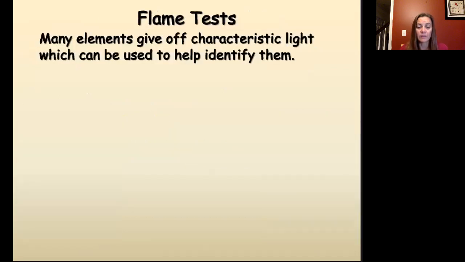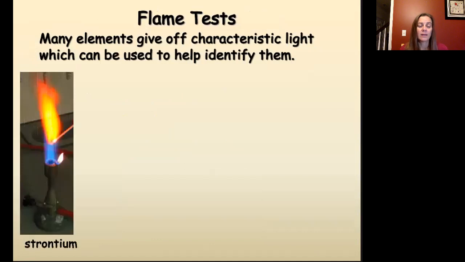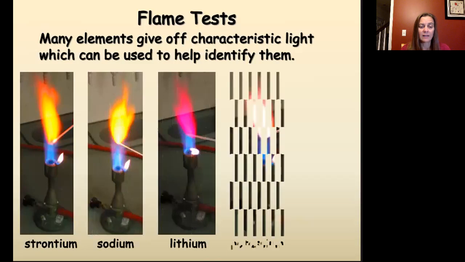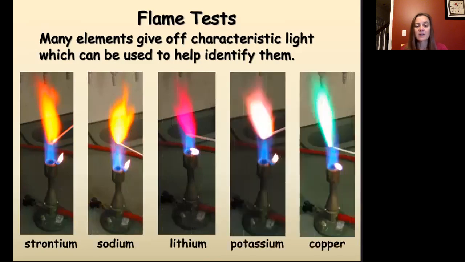So one of the things we can do to identify elements is to excite them in some way, either by passing electricity through them or simply by heating them. We can heat different elements in a flame and they will give off a characteristic light. We can look at the spectrum that they give off and use that to identify those elements. And we will actually do that in a lab in class. And so you can see that the different elements give off different colors.